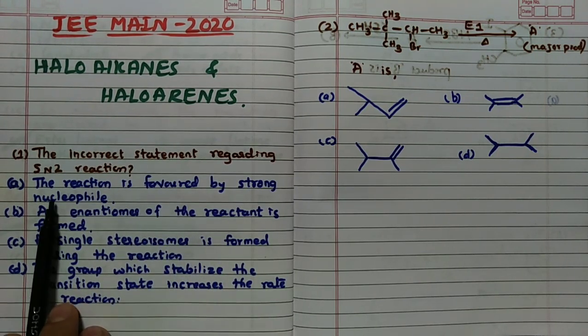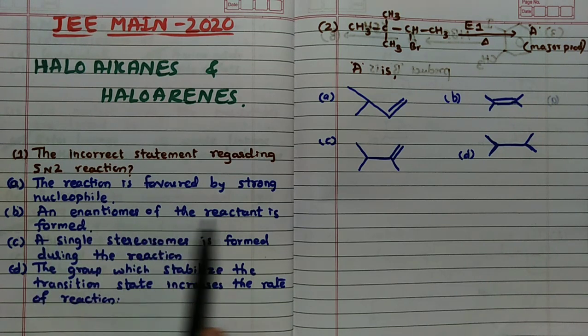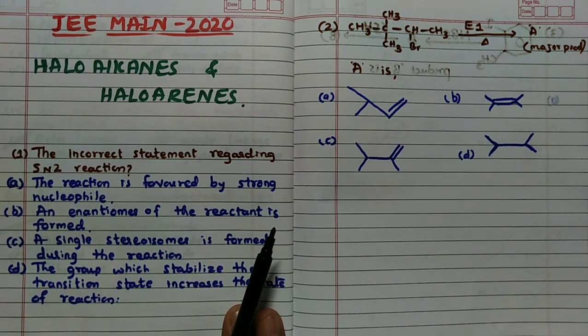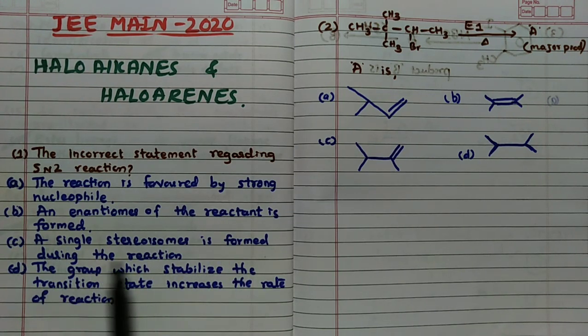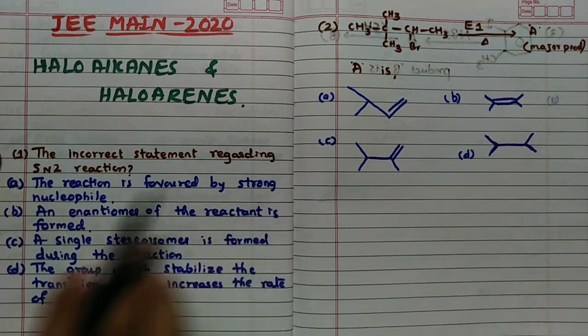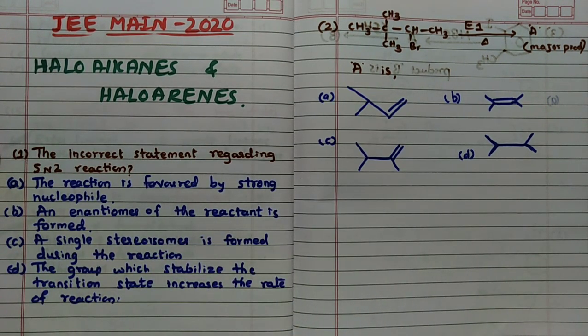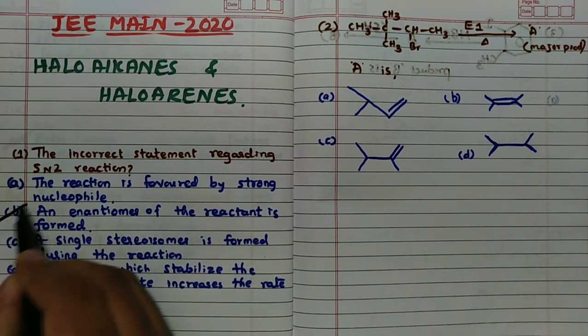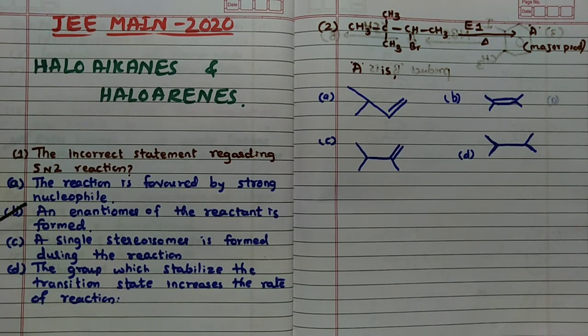The reaction is favored by a strong nucleophile. Definitely correct. An enantiomer of the reactant is formed. You have to think about this. A single stereoisomer is formed during the reaction. Definitely it is correct because only inversion is possible. The group which stabilizes the transition state increases the rate of reaction. This is also correct. But the enantiomer of the reactant is formed, that is wrong, remember, because here it depends on some more conditions. So directly we cannot say an enantiomer is going to form. In this case it is not going to form. Hence the answer for this question is, remember, B.